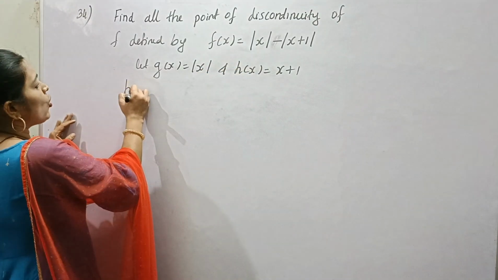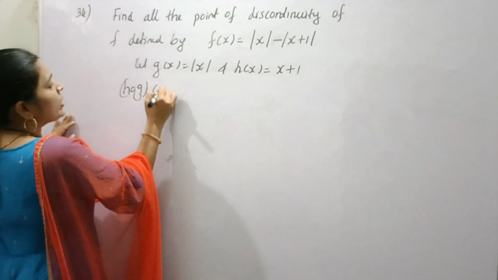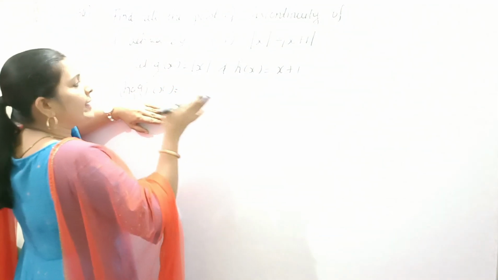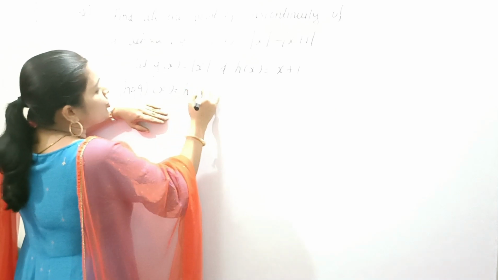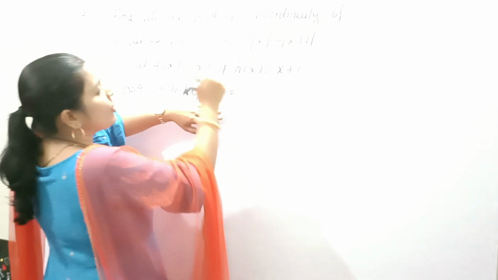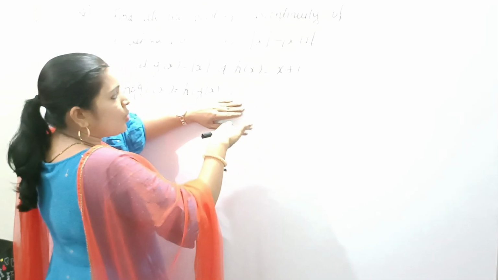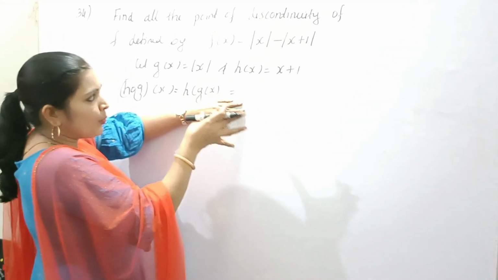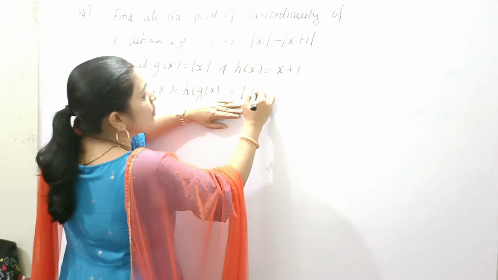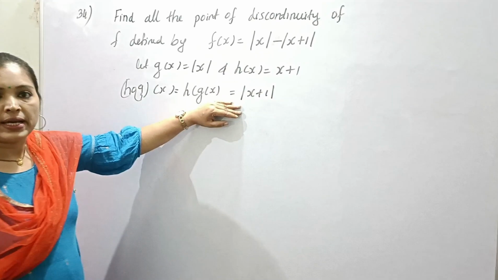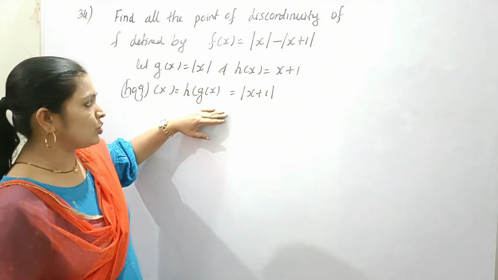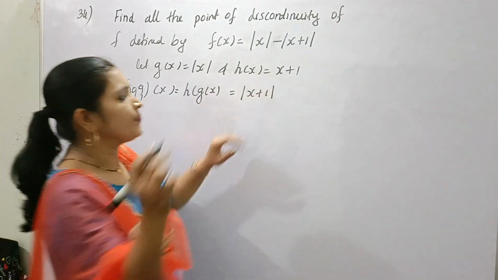So when you take h composite g of x, just check it: h composite g means h of g of x. What is g of x? g of x is |x|. And h of x is x + 1, so we just replace x with |x|, right? So it will be |x| + 1. So h composite g of x is equal to h of g of x, that is |x| + 1.